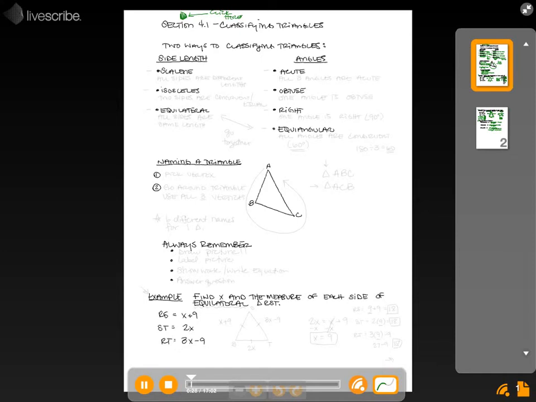We'll use the angles on a different day, but today, in these examples, we're just going to focus on using the side length. Alright, so first thing, there's two different ways to classify triangles. We can classify them by their side length, and there are three different classifications. Your first one is scalene, which means all sides are different lengths.